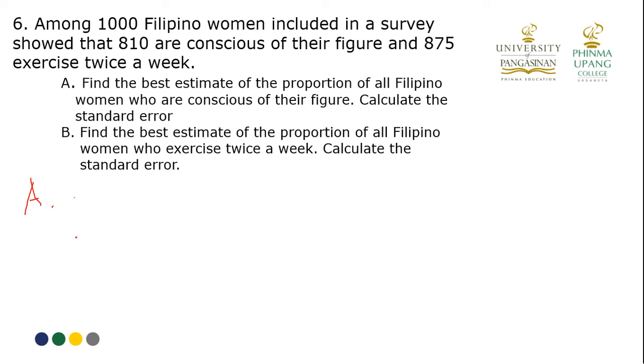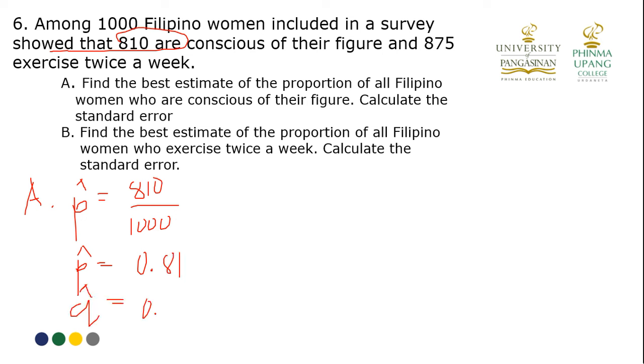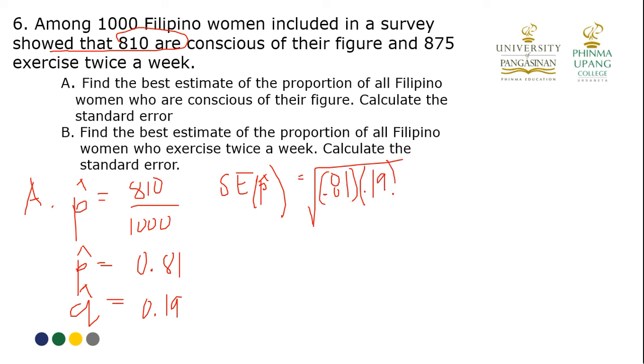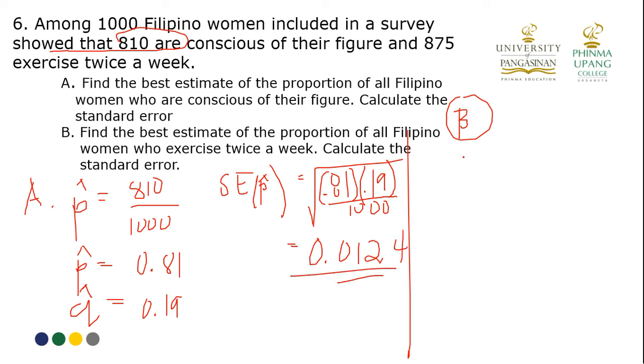For letter A, what is the point estimate? Who are conscious? 810 over 1,000. So what is the P hat? 0.81. What is the Q hat? 0.19. What is the standard error of the sample proportion? Answer: 0.81 multiplied by 0.19, all over your n, which is 1,000. So what is the standard error in letter A? 0.0124.